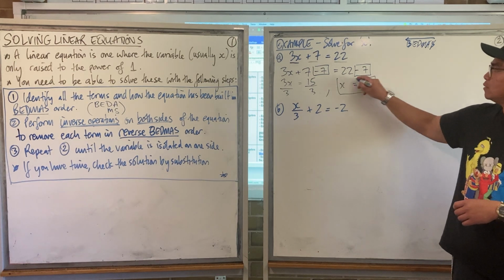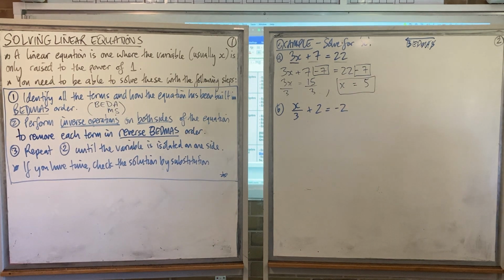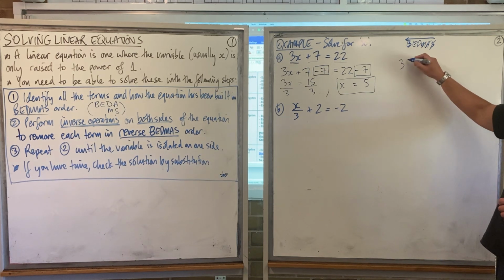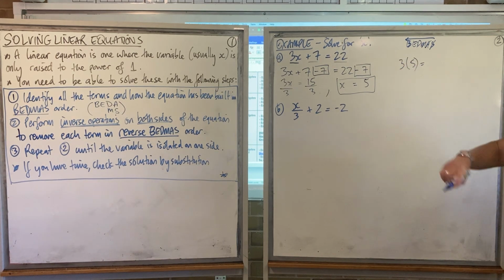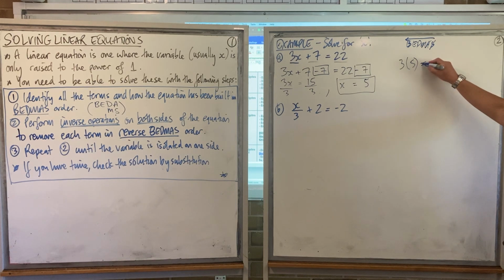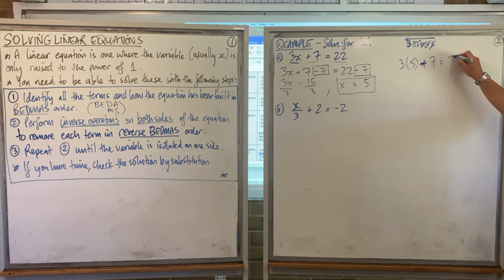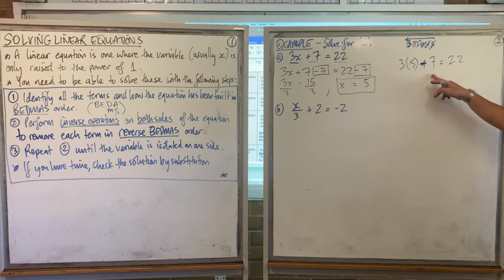Little box around it. If you wanted to flex, like I said, if you have time, check the solution by substitution. Well, 3 times by, I just worked out that it was 5, plus 7. Is that a true statement? 3 times by 5, is that 15? Is 15 plus 7 22? I've confirmed that it's true. I flexed on you. I must be right. Okay?